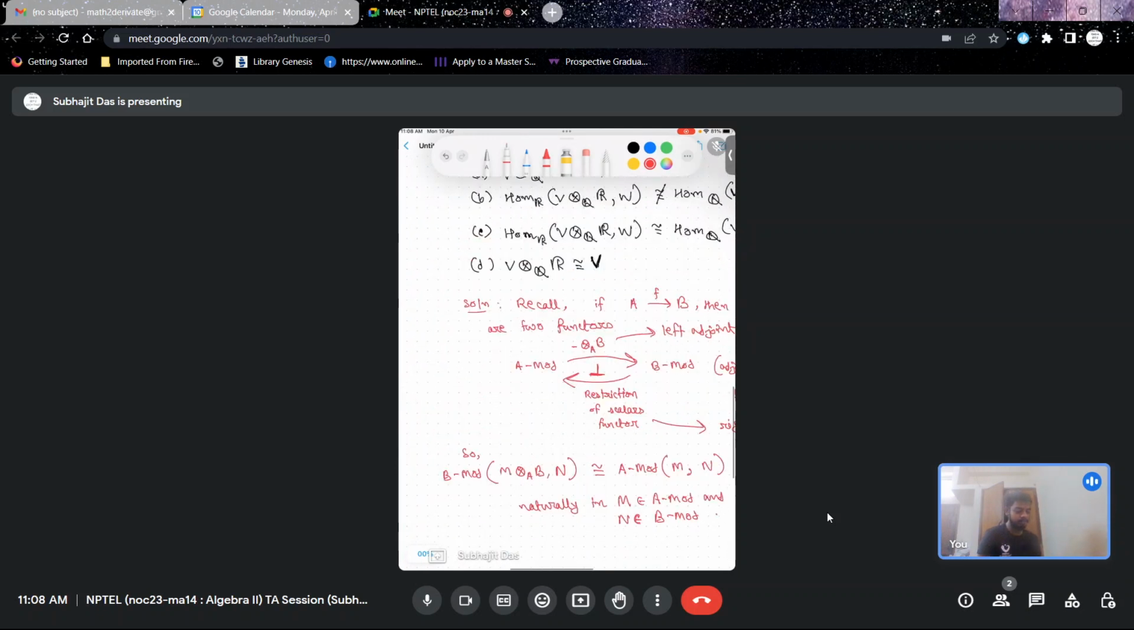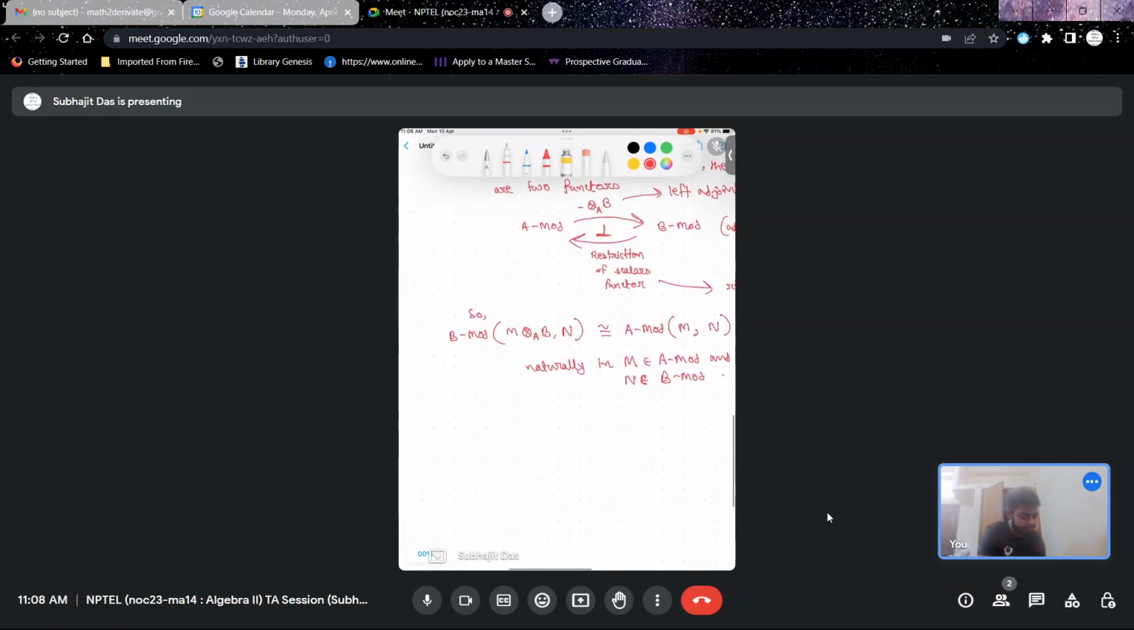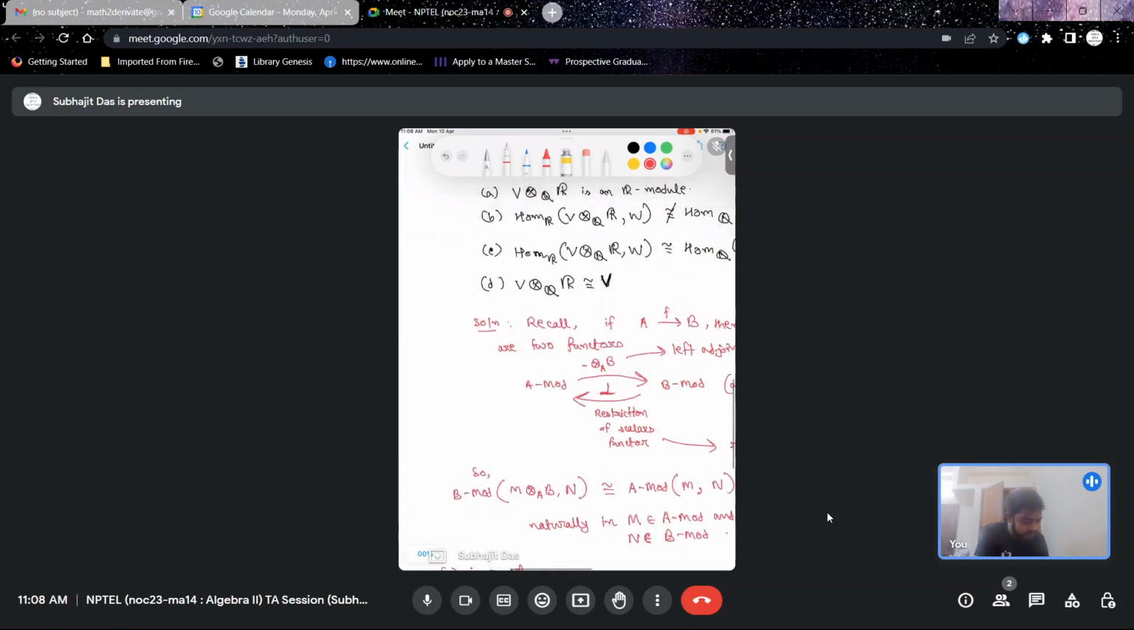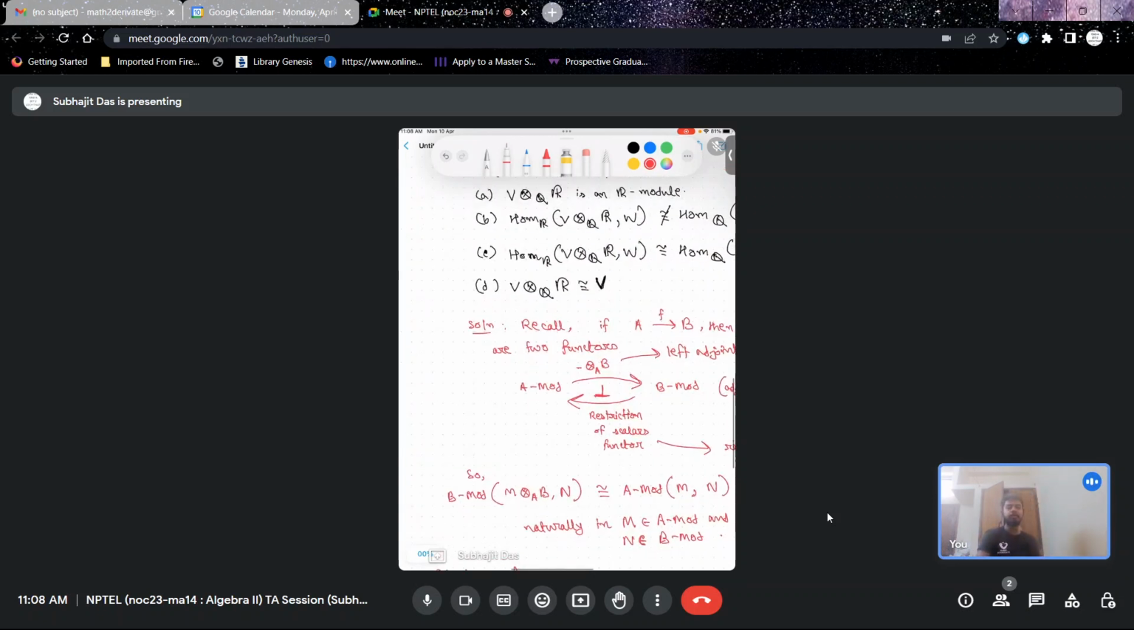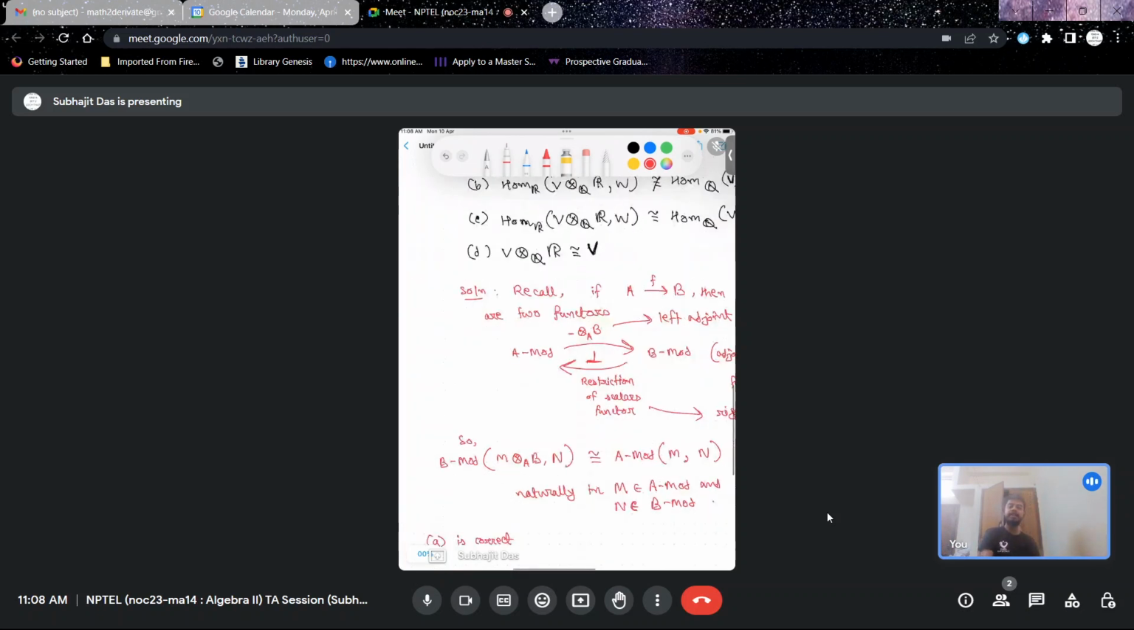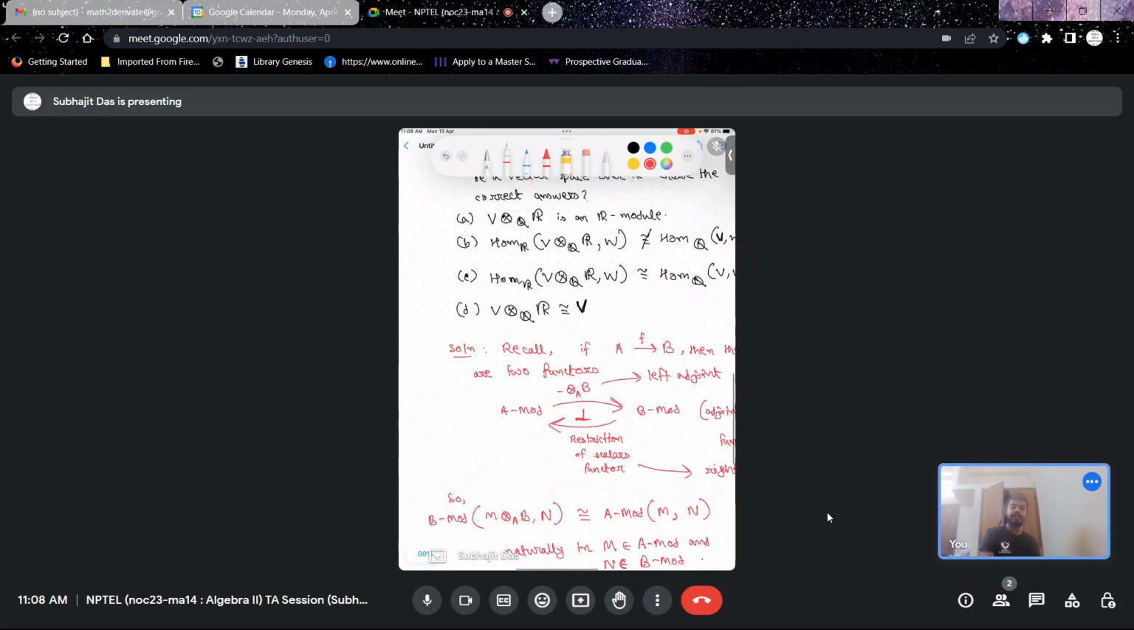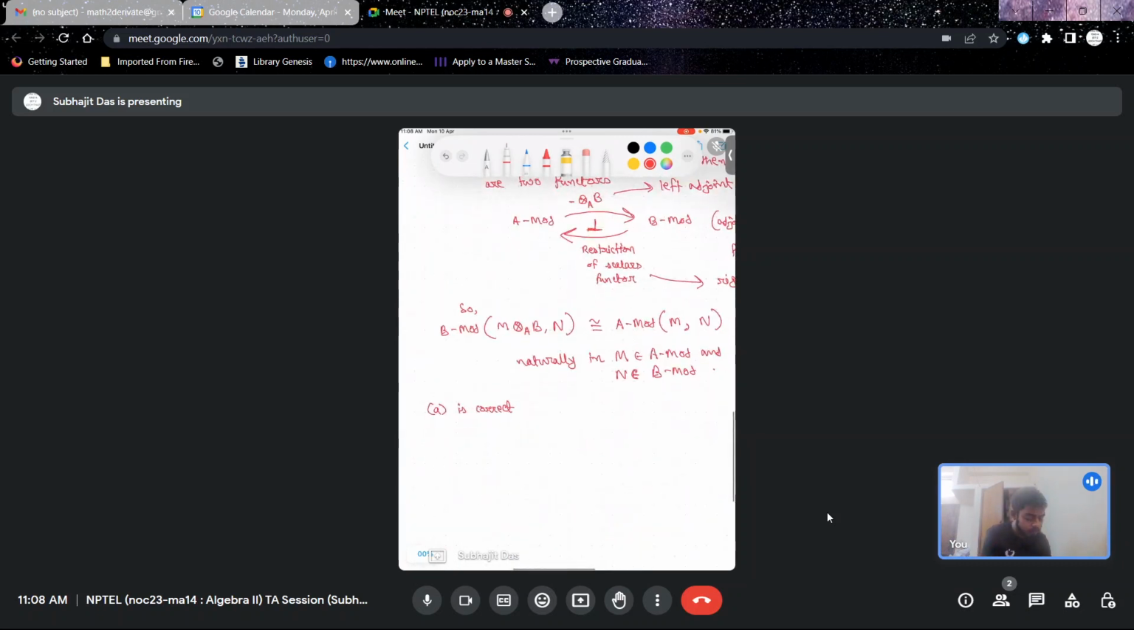So this is what we know, and therefore A is correct. That is, V tensored over Q with R is indeed an R module. This is the essence of the extension of scalars functor, right? This is what we saw previous week, that V tensored over Q with R is indeed an R module. So A is correct by extension of scalars.